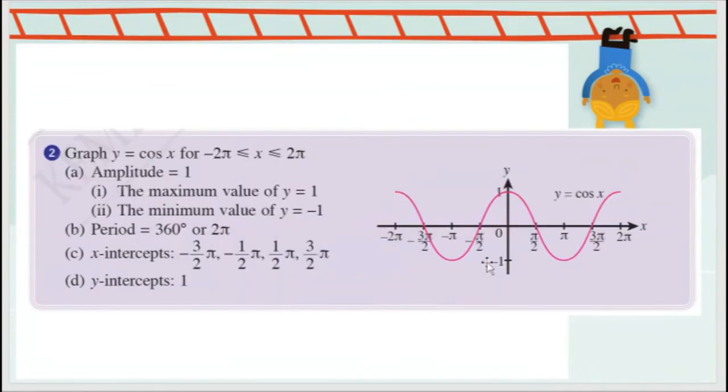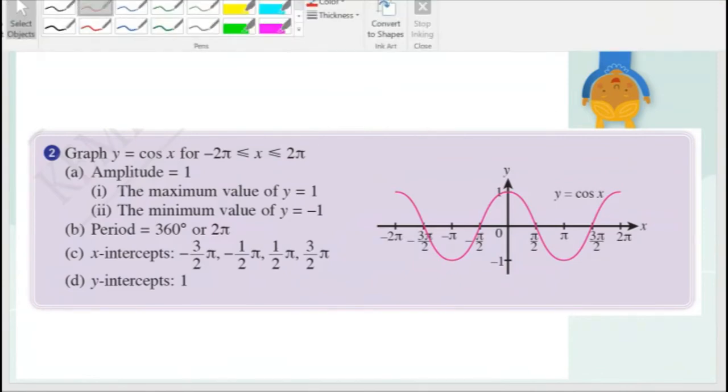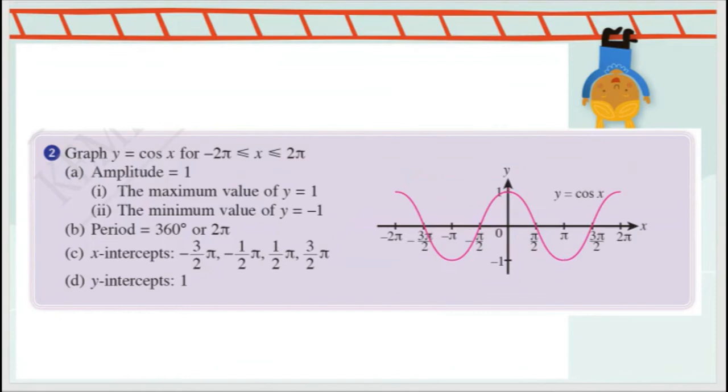Then for the cosine graph, the maximum and minimum values are the same, 1 and negative 1. The period is also the same. The x-intercept is a bit different, but this one is not important. The important one is the y-intercept. It will touch the y-axis at the value 1. So the y-intercept is equal to 1.